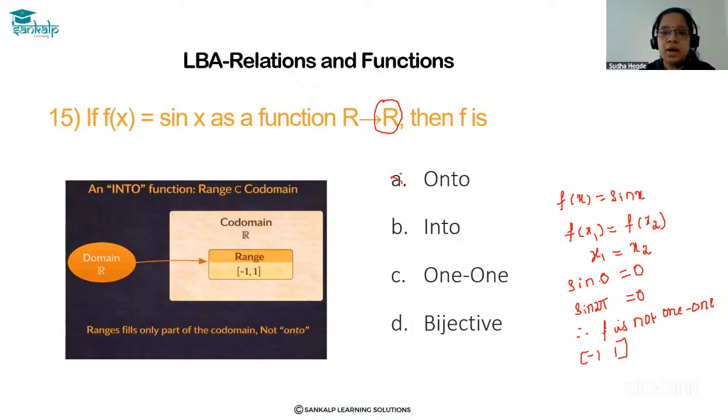So you can discard the first option onto, and the third option one-one. If it is not one-one and onto, it cannot be bijective. To be bijective, it should be one-one and onto. A function that is not onto means it is into. Therefore, the final answer is option B, into. Got it right? Thank you.